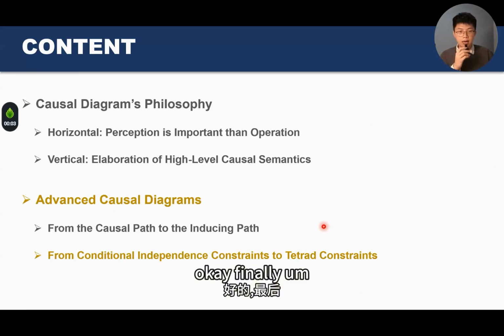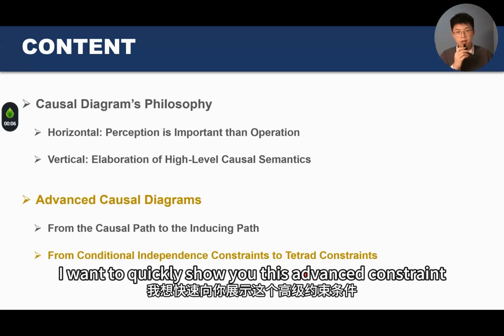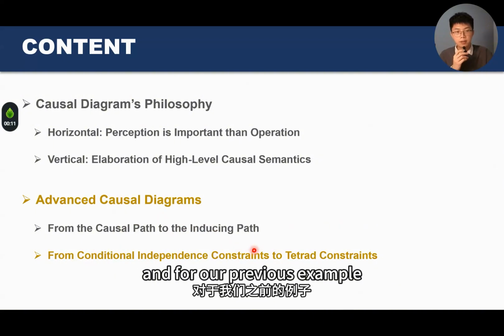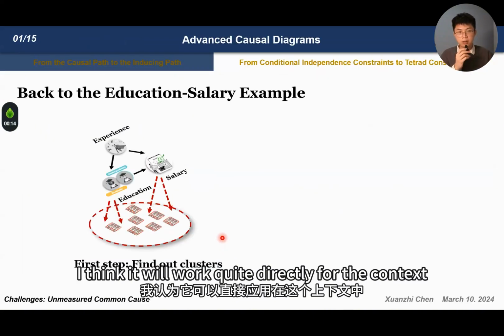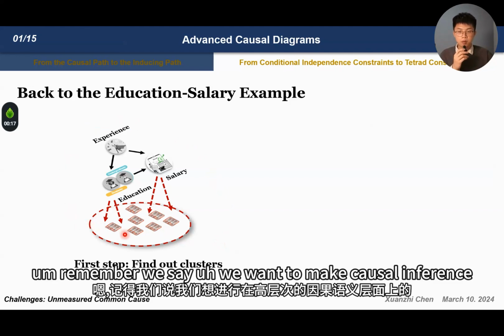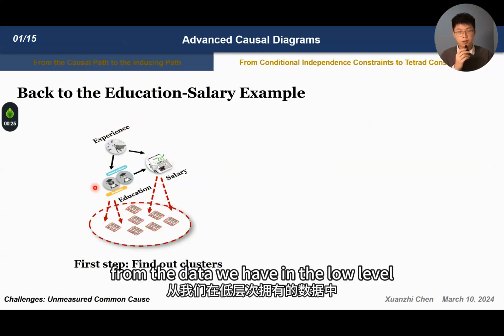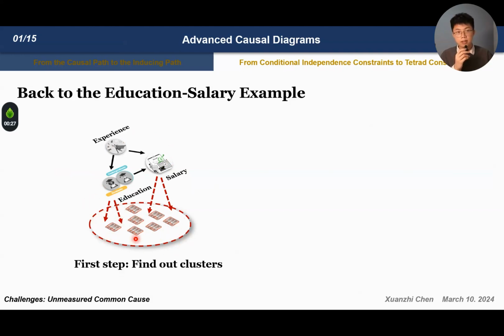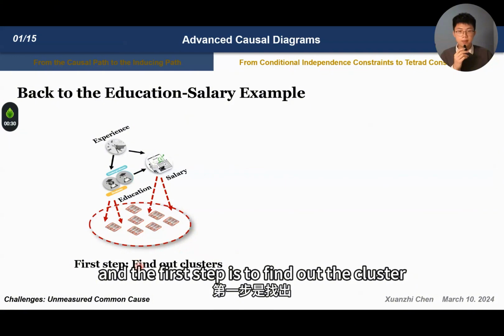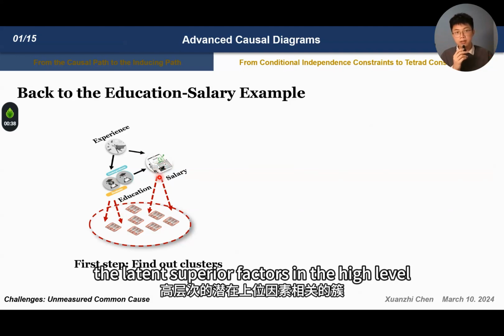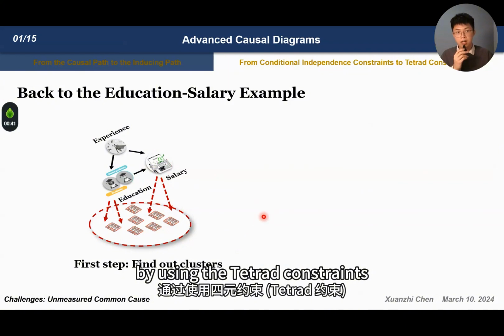Okay, finally, I want to quickly show you this advanced construct compared to the normal one, the conditional independent construct. And for our previous example, I think it will work quite directly for the context. Remember, we say we want to make causal inference in the high level, the causal semantic level, from the data we have in the low level, the measurement level, right? And the first step is to find out the cluster associated to each of the latent superior factors in the high level by using the tetrad constraint.